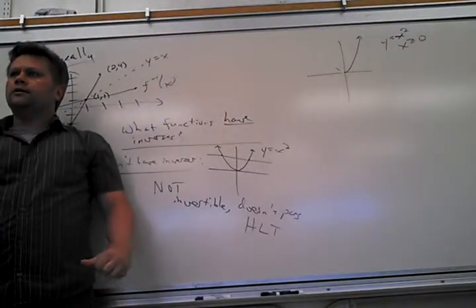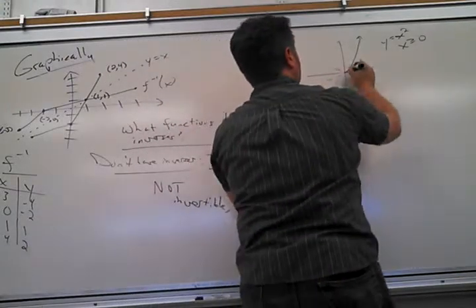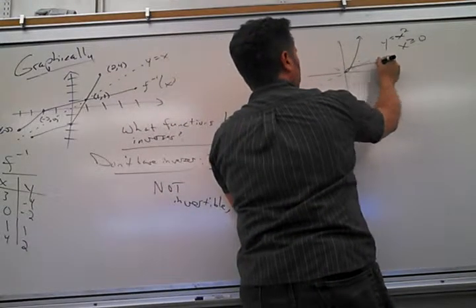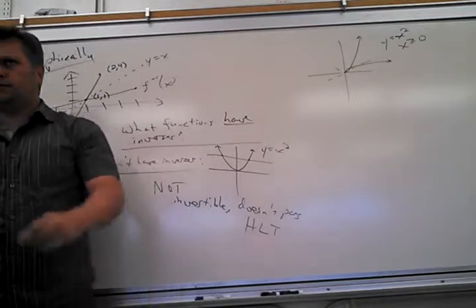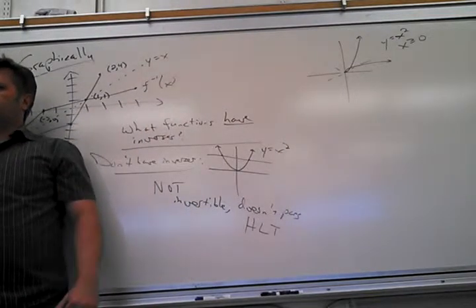Now does it pass the horizontal line test? Yes, every horizontal line only goes through once. And if I do a really quick turnover, it looks just like a radical x function, right? You guys with me?